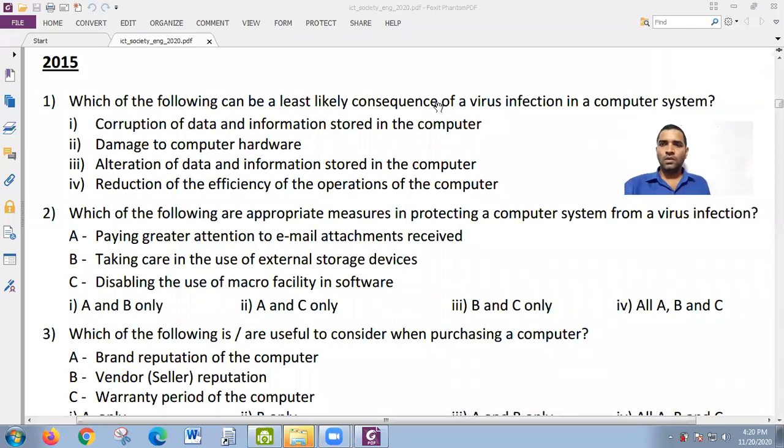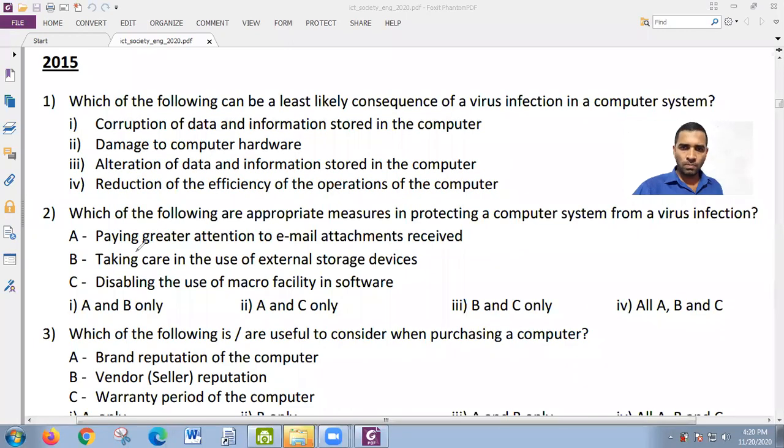Right, okay. I explained the first one, right? 2015 was explained, but not the second one. I mentioned the answers for the second one, but not explained in detail. Okay, look at the second again. Which of the following are appropriate measures in protecting a computer system from virus infection, right? So how to prevent viruses?